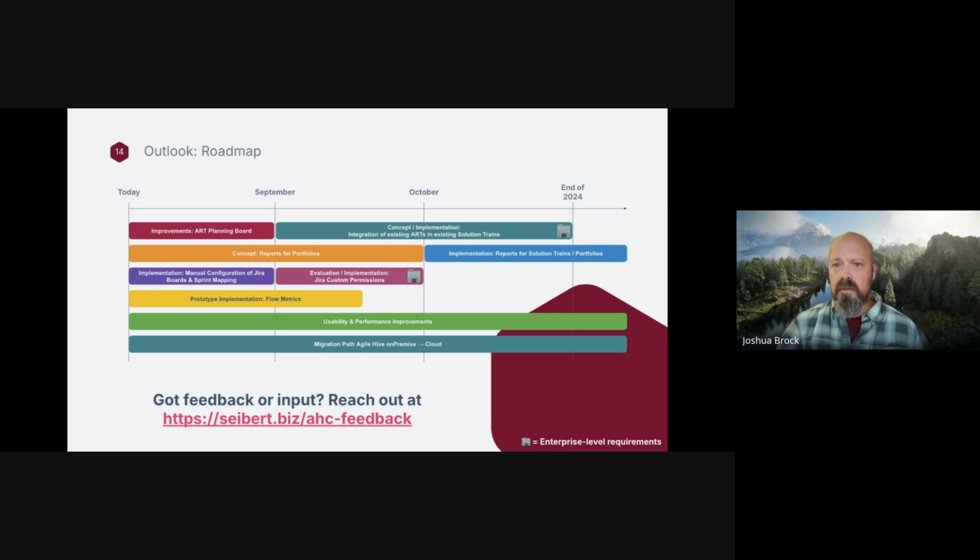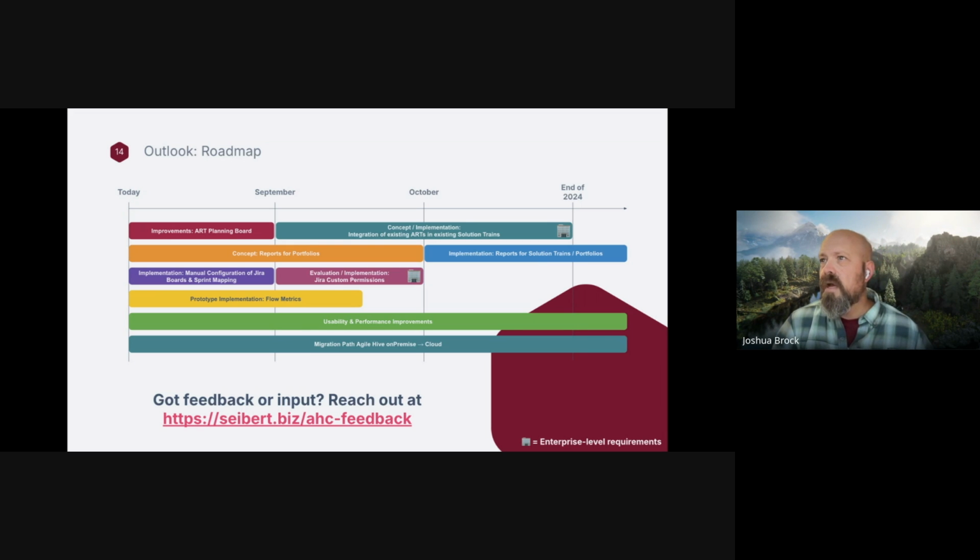At the implementation level, manual configuration of Jira boards and sprint mapping. Daniel notes, as mentioned previously, implementation is already underway for this and is expected to be completed sometime later here in September. The prototype implementation of flow metrics. Same applies to this roadmap item. The team is already working on this, and they expect to see initial results very soon. So probably one of the next iterations coming out in the next few weeks should include that.